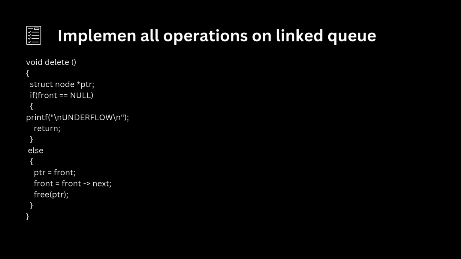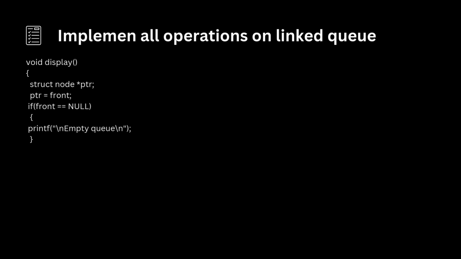Now let's write the code for the display function. This is the function definition for displaying the elements of the queue. This declares a pointer ptr to a structure of type node, and this sets the ptr to point to the front of the queue. This checks if the queue is empty. If front is null, it means the queue is empty and the function prints empty queue.